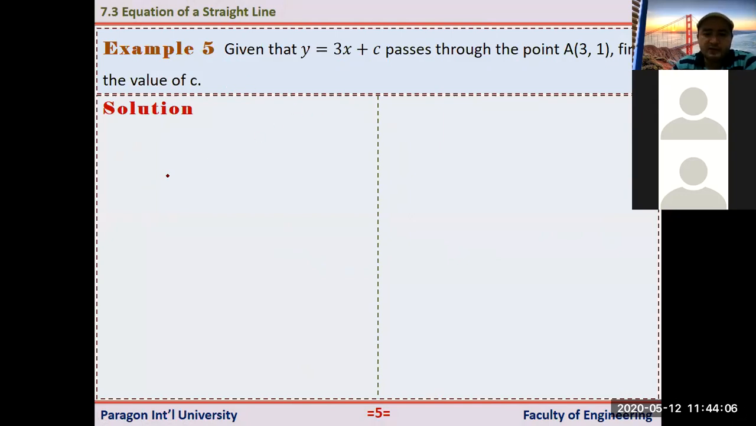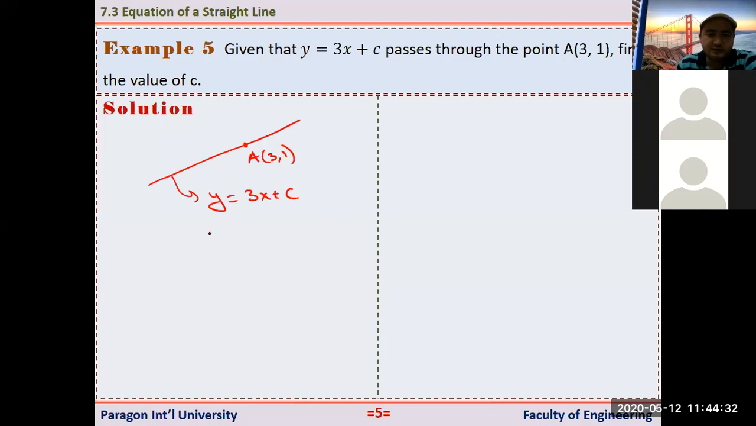That means that we are given a straight line here, right? And here we have A(3, 1), right? And the equation of the straight line is y equals 3x plus c. And what is the value of c? Since this point belongs to this line, when I substitute here, it must satisfy this equation.